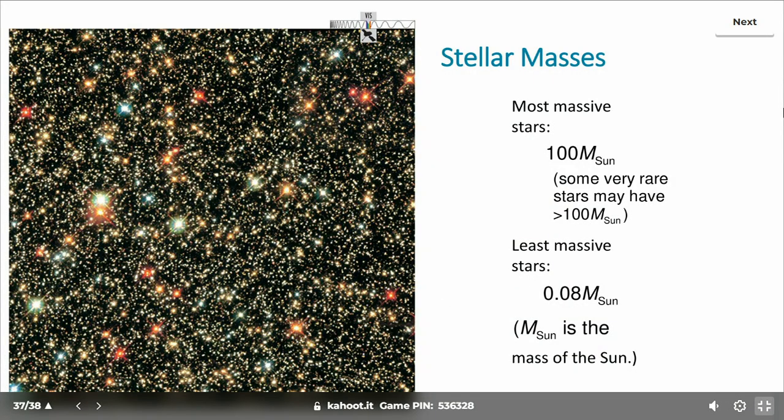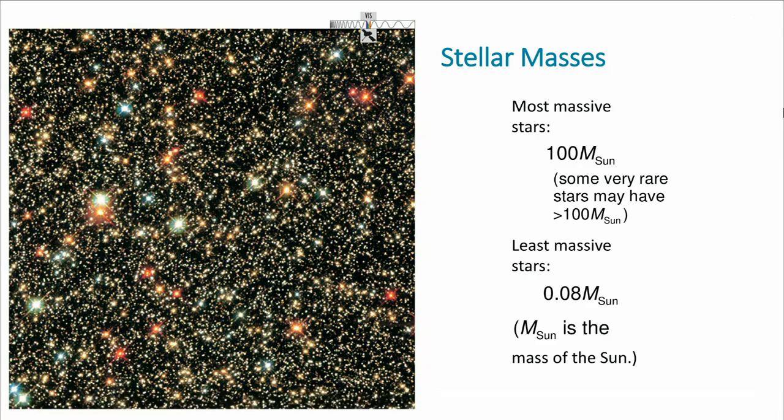So when we look for these binary systems and we use the orbital properties to calculate the masses, this is what we end up with. The most massive stars are 100 solar masses, and there are a few that are above 100 solar masses. And then at the small end of the scale, there are ones that are 0.08 times the mass of the sun.